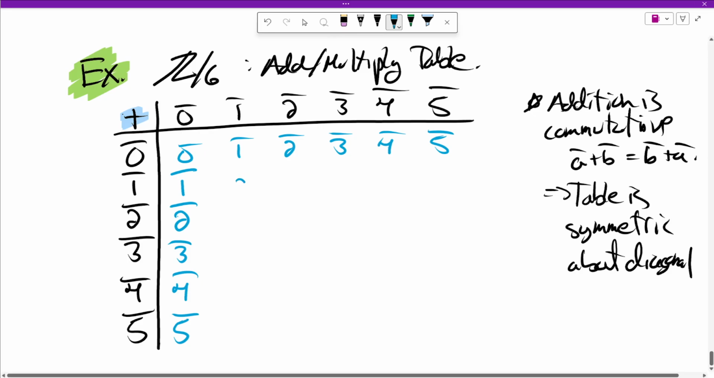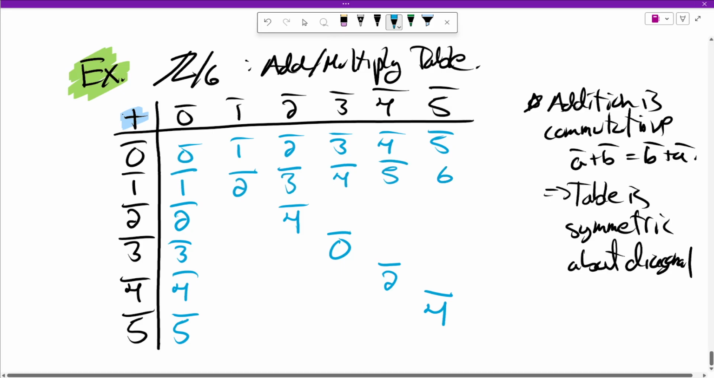So 1 plus 1 is 2. 2 plus 2 is 4. 3 plus 3 is 6, but mod 6, that's 0. 4 plus 4 is 8, but 8 mod 6 is 2. 5 plus 5 is 10, but 10 mod 6 is 4. Great. 1 plus 2 is 3. 1 plus 3 is 4. 1 plus 4 is 5. 1 plus 5 is 6. But 6 is 0, mod 6.